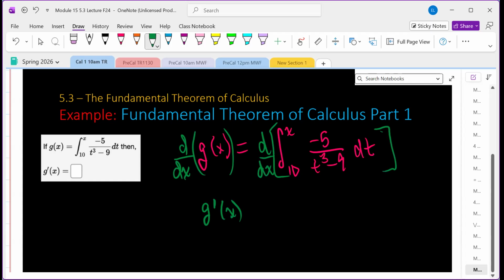Now, derivatives and integrals, it turns out, are inverse operations of each other. They undo each other. So as long as what I'm taking the derivative of matches that variable on the integral at the top, then my result is just whatever function formula I had inside the integral, but with x in place of the variable.